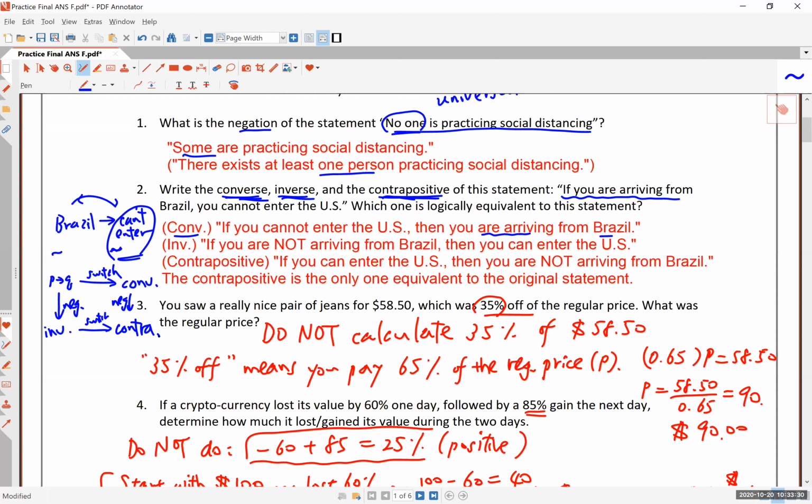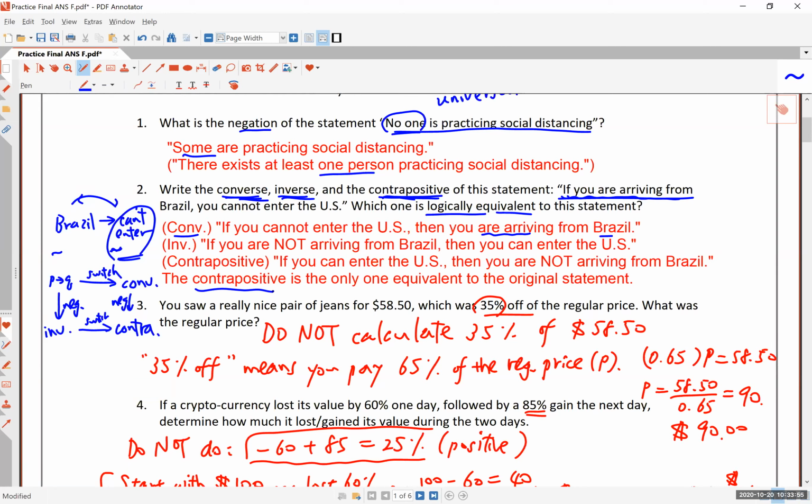And the question doesn't actually ask for this. No, actually it does. The second part of the question says, which one is logically equivalent to the statement? Do you remember which one is logically equivalent to the original statement that, if you arrive from Brazil, you cannot enter the US? The only one that is logically equivalent to this is the contrapositive.